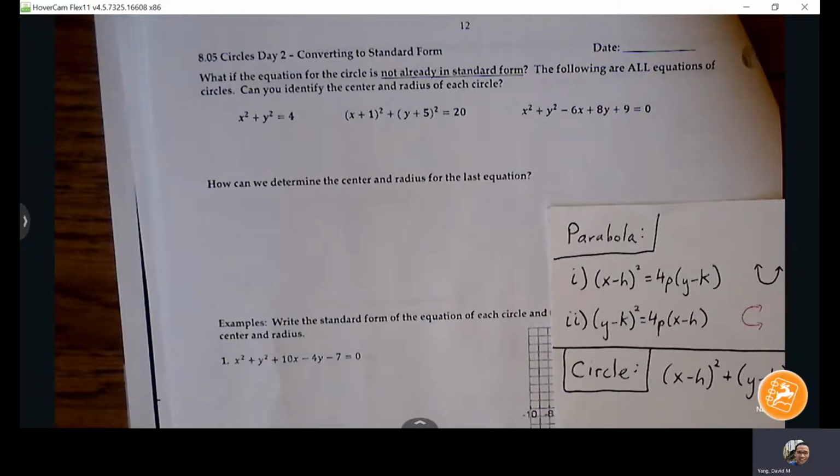Okay, we're just going to do a little bit more with circles. I think you'll find this easy because you've already done complete the square with parabolas. We just have to adapt it for circles as well. But once you get it into standard form, then you pull the center, you pull the radius, and you can sketch it out.